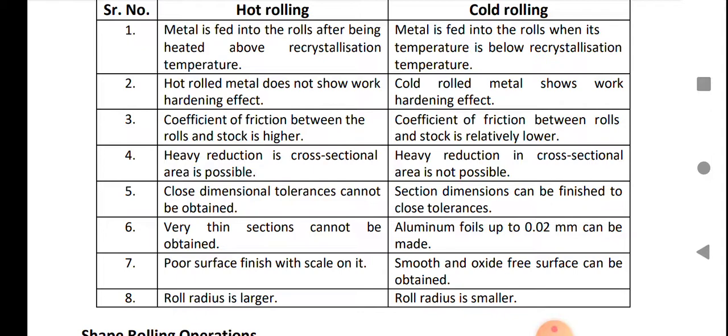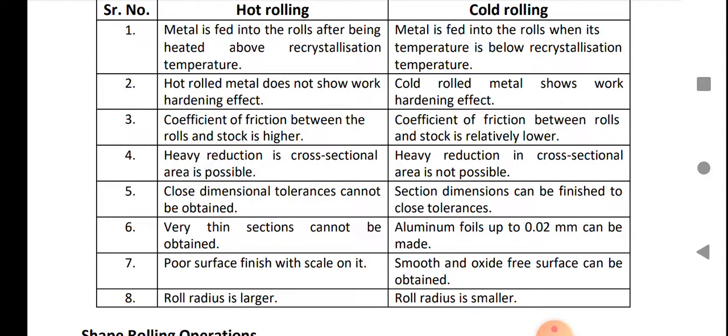In hot rolling, metal does not show work hardening effect. In cold rolling, metal shows work hardening effect. In hot rolling, coefficient of friction between the roll and stock is higher. In cold rolling, coefficient of friction between rolls and stock is relatively low. In hot rolling, heavy reduction in cross section area is possible. In cold rolling, heavy reduction in cross section area is not possible.